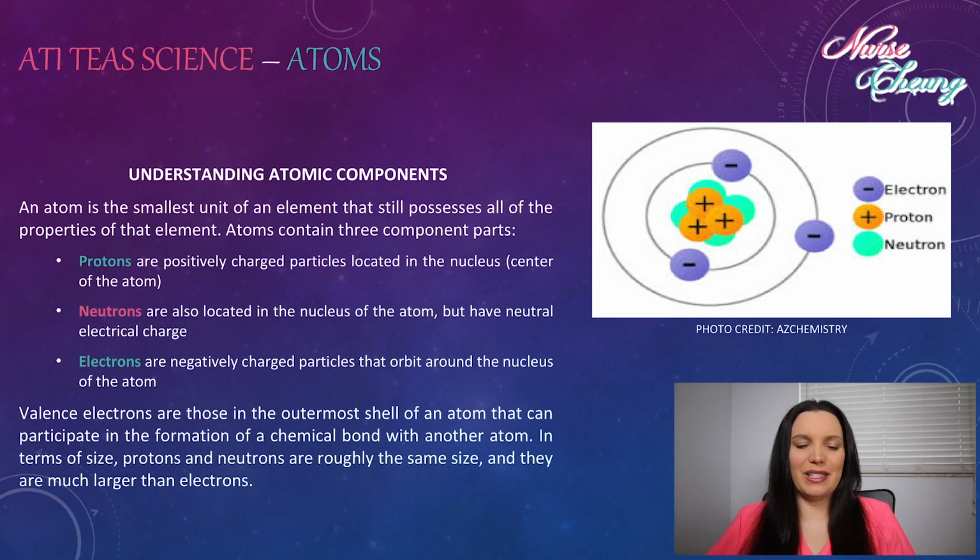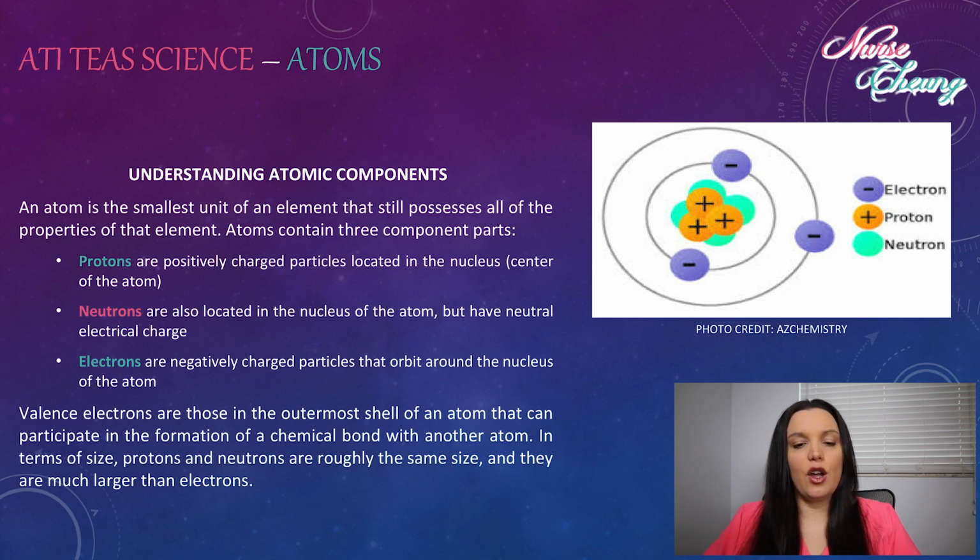Understanding atomic components. An atom is the smallest unit of an element that still possesses all of the properties of that element. Atoms contain three component parts. Protons are positively charged particles located in the nucleus, the center of the atom. Neutrons are also located in the nucleus of an atom, but they have a neutral electrical charge. And electrons are negatively charged particles that orbit around the nucleus of the atom.